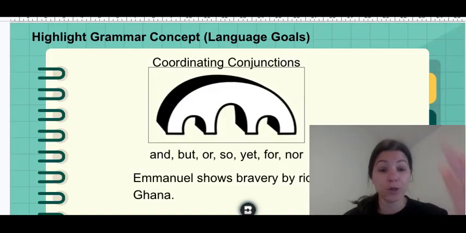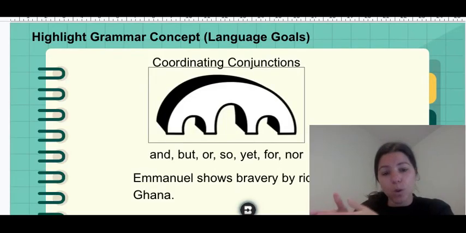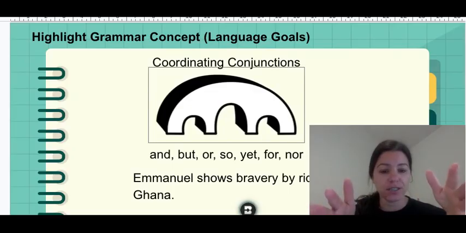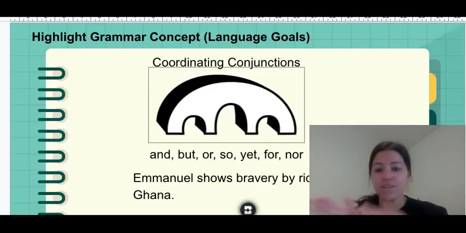What do we do first? We're going to explain what coordinating conjunctions are. I'm then going to show them an example of coordinating conjunctions in the text, right? And then together, we are going to combine two sentences from the text using coordinating conjunctions. So it's very quick, very efficient.